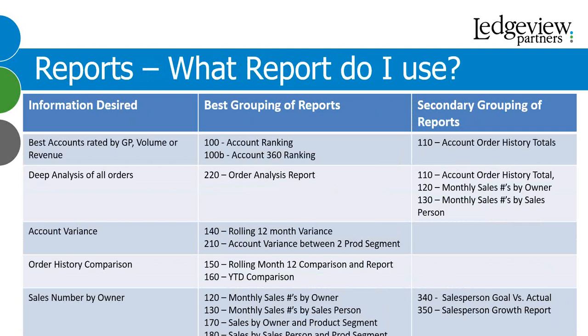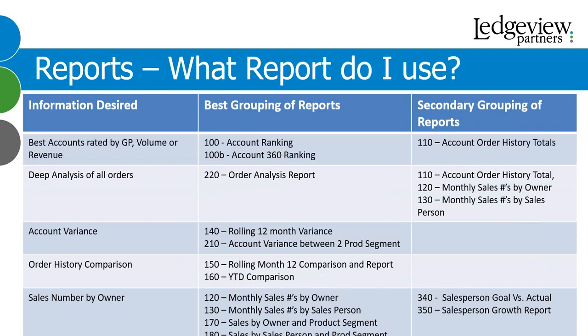Account variance. If you want to look at the rolling 12 months and compare those, that's going to be the best report, 150. 160 is going to do a year-to-date comparison. Then sales numbers by owners. There are 4 great reports.